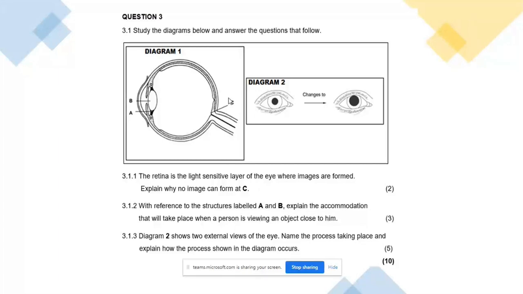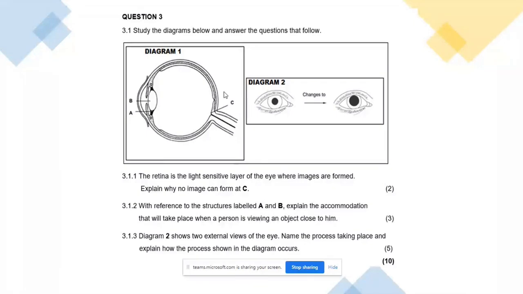Quite simple. And then 3.1.2 says, with reference to the structures labeled A and B, what? A was the suspensory ligaments and B was the lens. So you must now know that because you have labeled it. Remember, you always label before you even look at the question. So now I know A is the suspensory ligaments and B is the lens. So now I must use those two words. Don't say A and B. Well, you can, but try and use the words because you've labeled it, and then answer the question using the words.